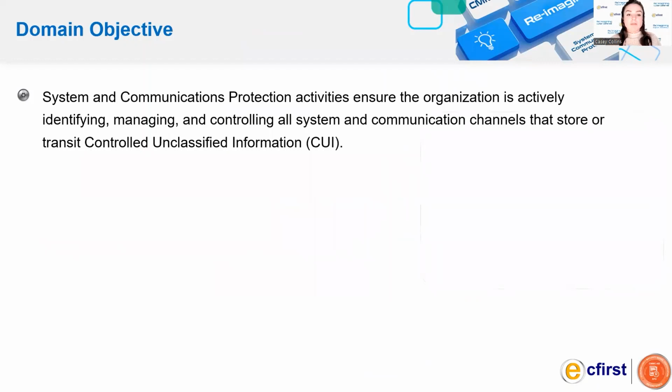Our domain objective. System and communications protection activities ensure the organization is actively identifying, managing, and controlling all system and communication channels that store or transmit controlled unclassified information, or CUI.